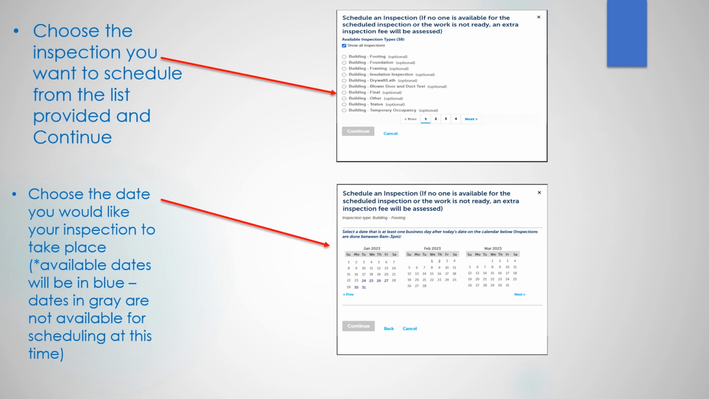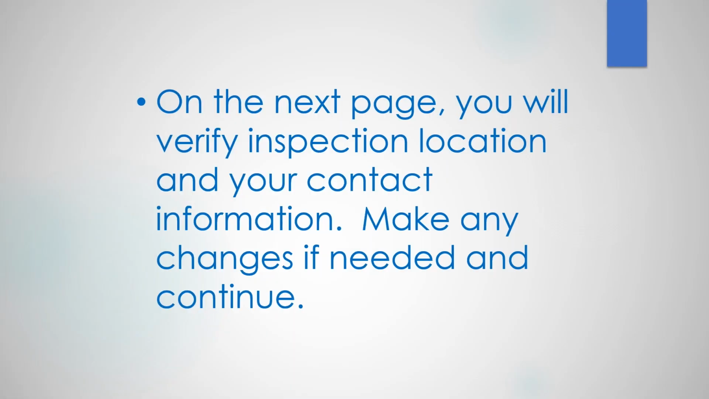Choose the date that you would like your inspection to take place. Available dates will be in blue. Dates in gray are not available for scheduling at this time. On the next page, you will verify inspection location and your contact information. Make any changes if needed and hit continue.